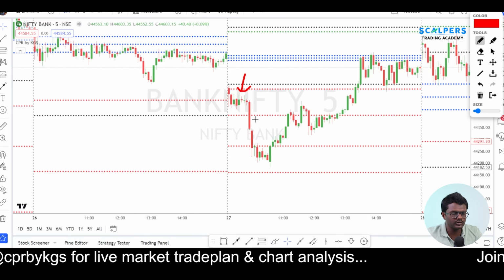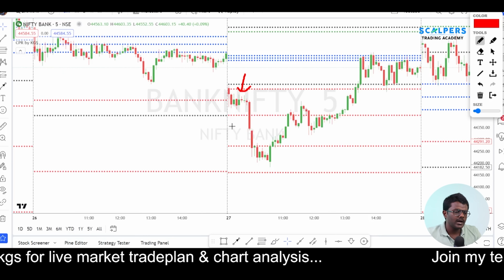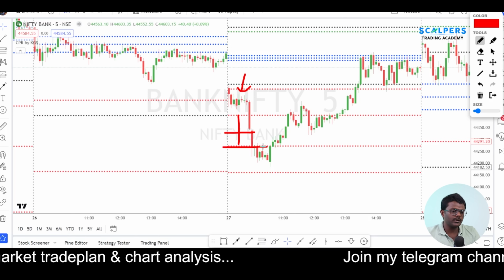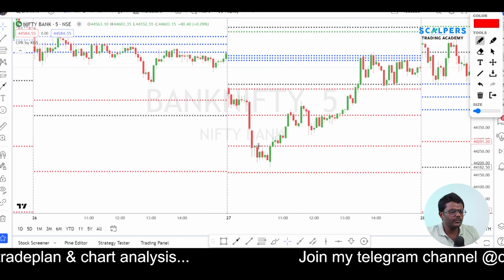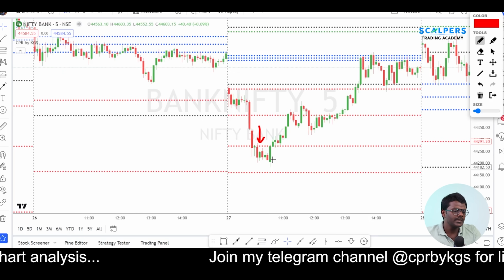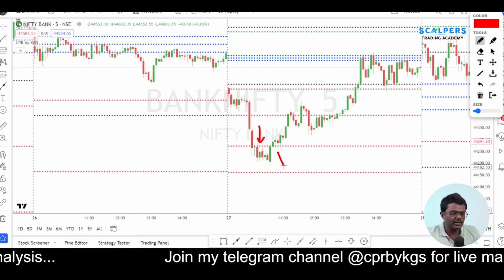I can go for a short position and I can book my profits at S1, S2 50% or even at S2 levels. And if you are going for a short position below S3, then your stop loss would have been hit, because post S3 the market started to reverse.